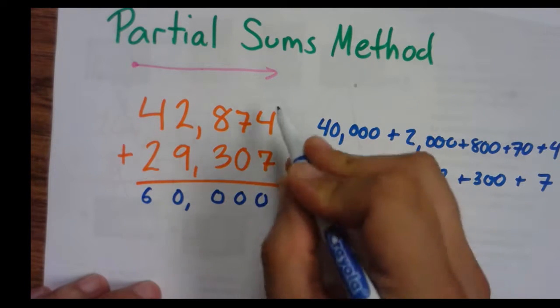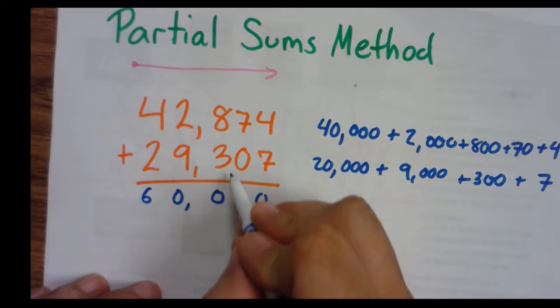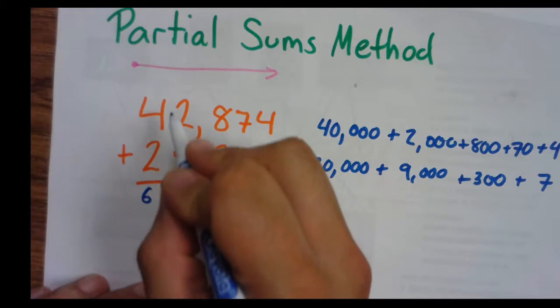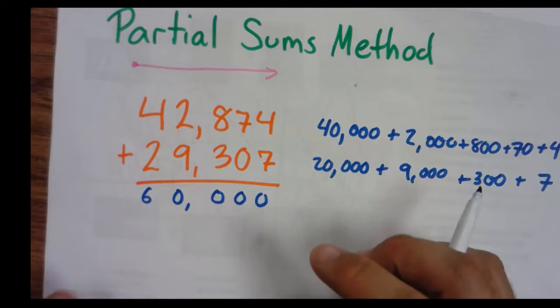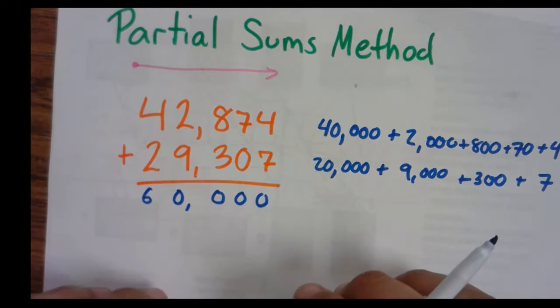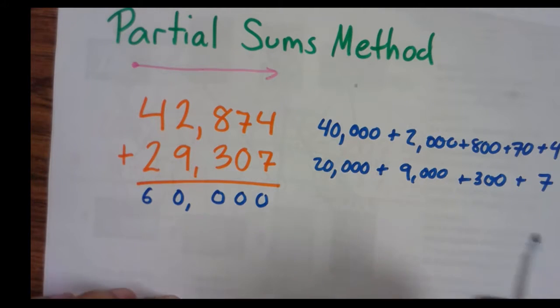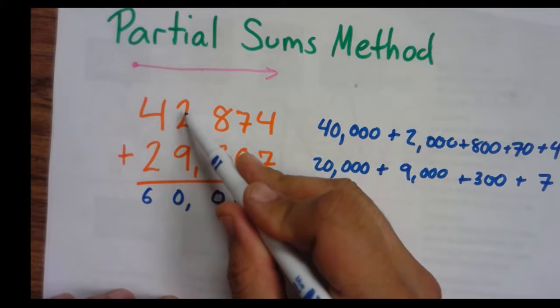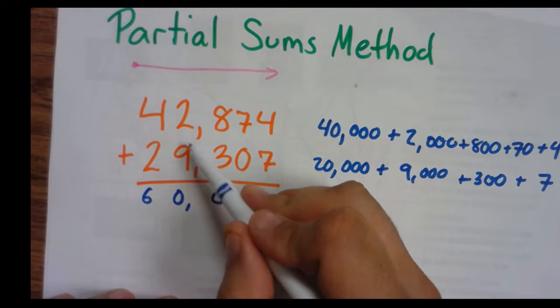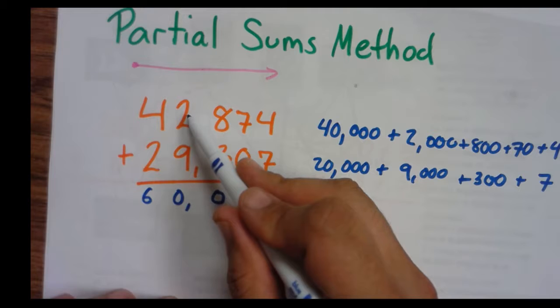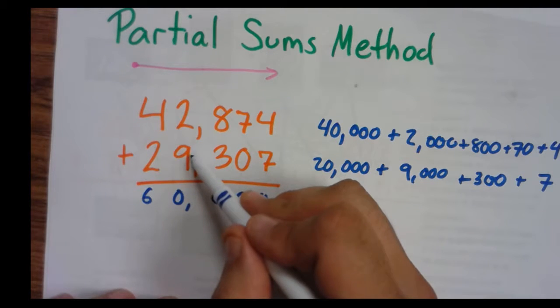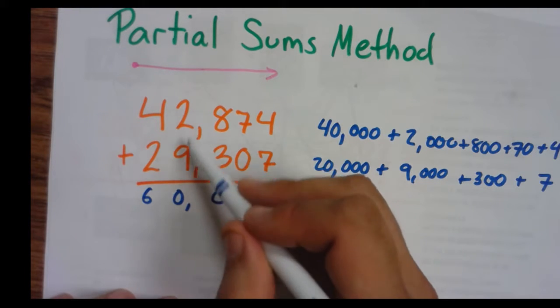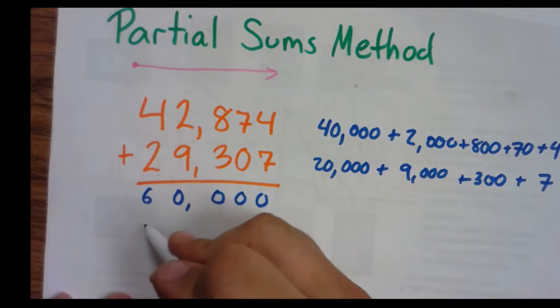I know that 40,000 plus 20,000 is 60,000. Look at that. I'm keeping my numbers nicely lined up in columns. Keeping your work organized is so important. For a lot of kids, I recommend that they use graph paper to keep their work organized. So I have 2 plus 9. And again, what is that worth? That's really 2,000 plus 9,000. And I know that 2,000 plus 9,000 is 11,000.